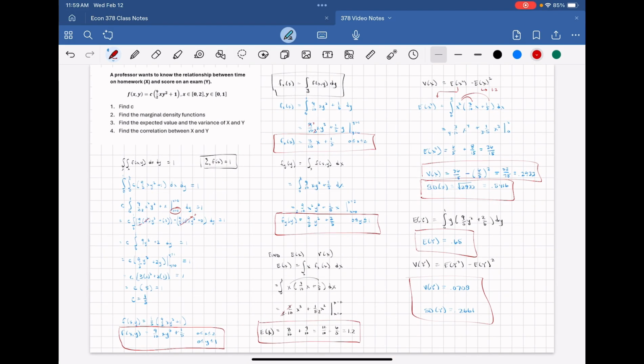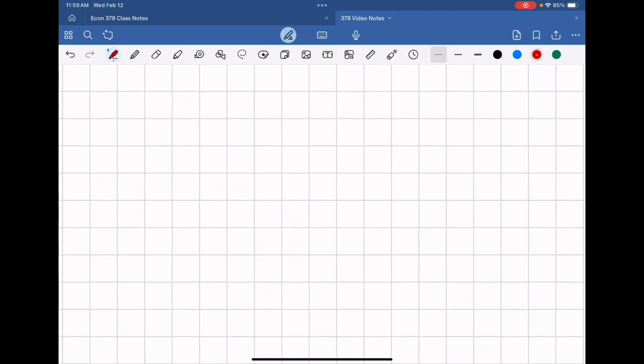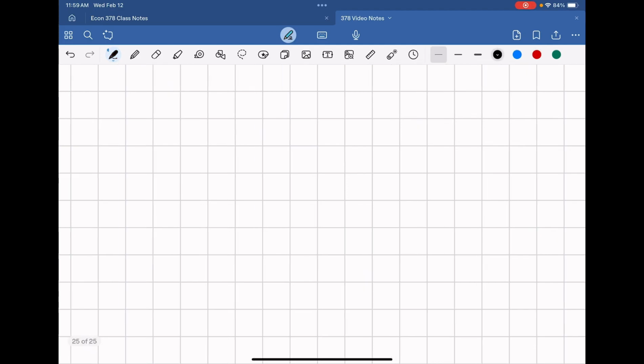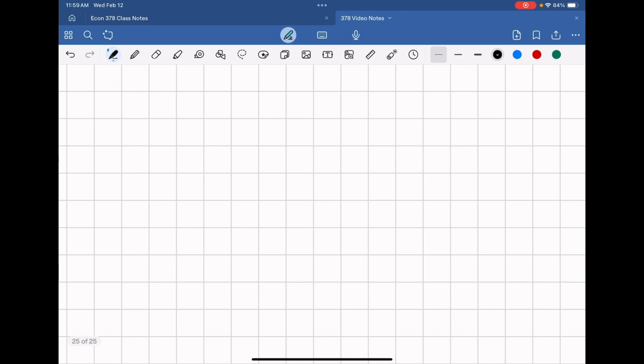So that's parts 1, 2, and 3. Let's now go to part 4. And part 4 is we want to find the correlation between these. So let's go ahead and first write out the equation. So the correlation of x and y is equal to the covariance, which we write as xy, divided by the standard deviation of x and the standard deviation of y. Well, we found this, and we found this, so this is the part that we need to find next.